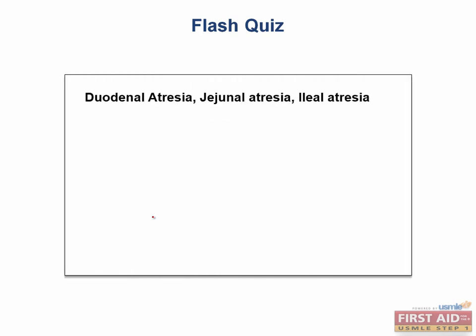So, the key is to think of this anatomically. Bile is secreted into the second part of the duodenum, so clearly jejunal and ileal atresia can lead to bilious vomiting. Duodenal atresia usually exists in the third and fourth parts, so it's important to remember that duodenal atresia usually leads to bilious emesis, even though it isn't as intuitive as jejunal or ileal atresia.